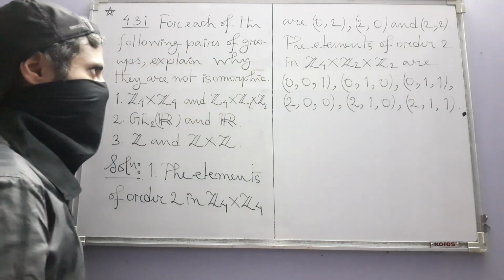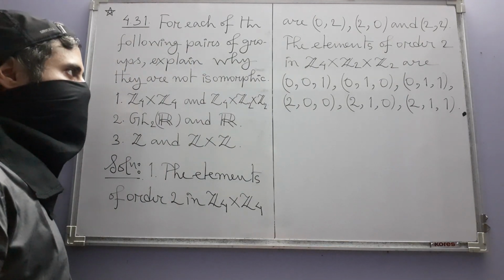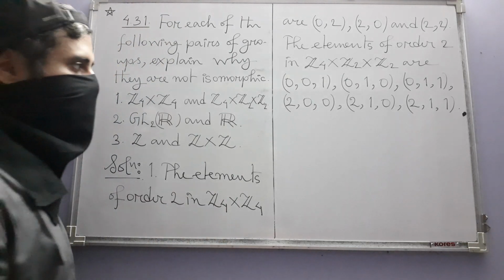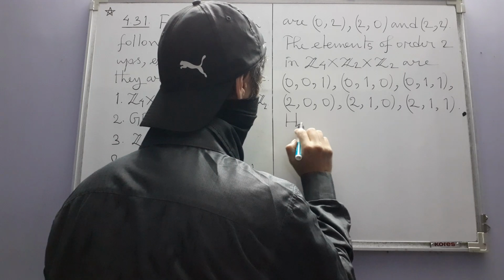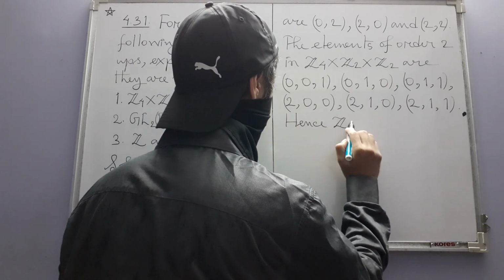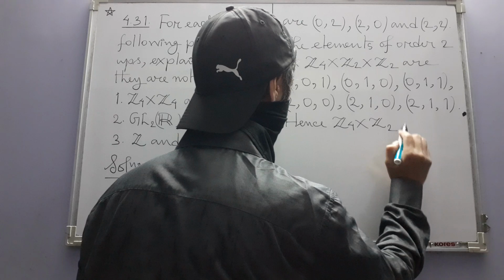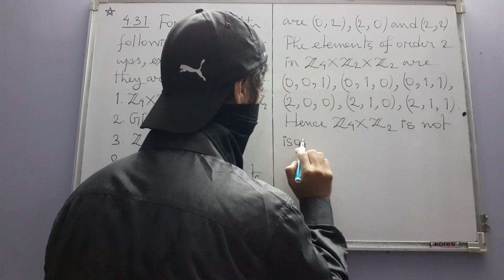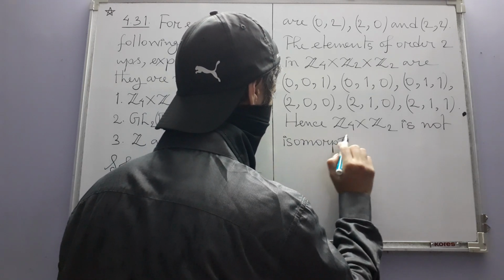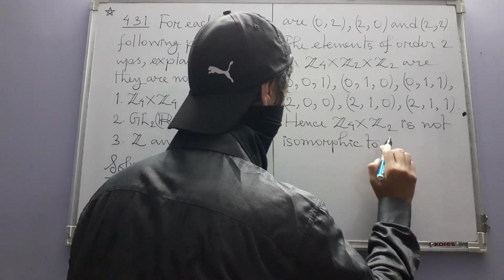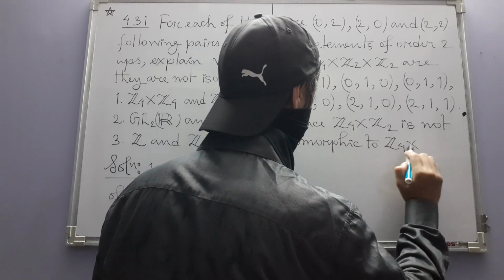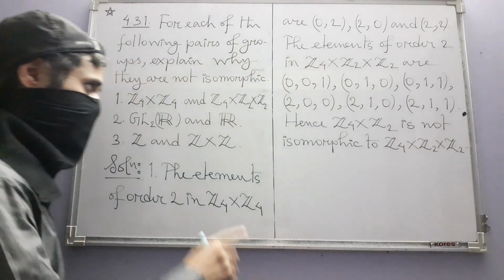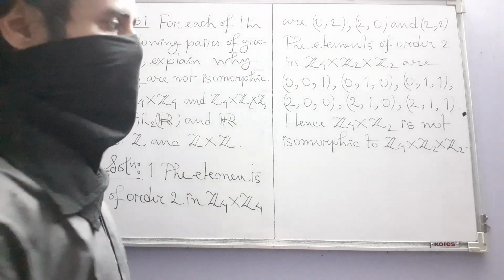So the first group has only 3 elements of order 2, whereas the second one has 6 elements of order 2. So they cannot be isomorphic. Hence, this is not isomorphic to this group.